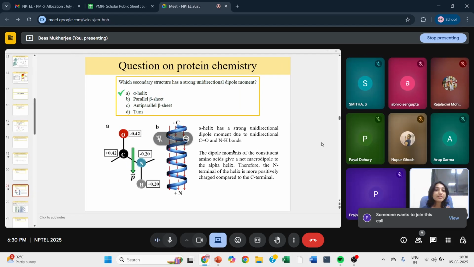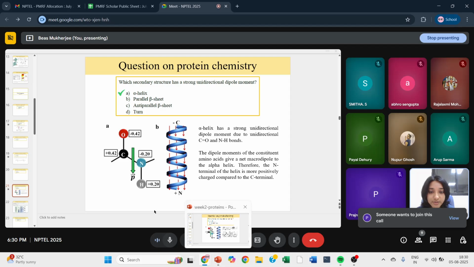And therefore the N terminal of the helix is more positively charged and the C terminal is more negatively charged. Right. Okay. So now we move on to the next question.